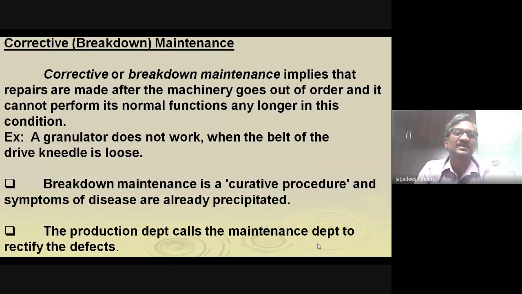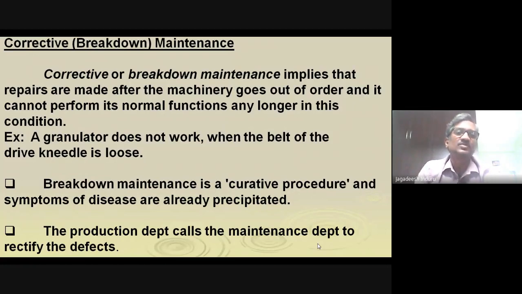First, we are talking about the breakdown maintenance or the corrective maintenance. Say, for example, a granulator does not work when the belt of the drive is already loose. If you are regularly checking in the overhauling, you will be checking the tensile strength of that belt. Is it replaced or not? We need to see it. If you don't do that, what will happen? It may get torn or it may get loose. Even though the motor is rotating, the granulator will not rotate, you will not get granulation, then you cannot do the compression, so you cannot release the tablets. This is actually what the breakdown is.